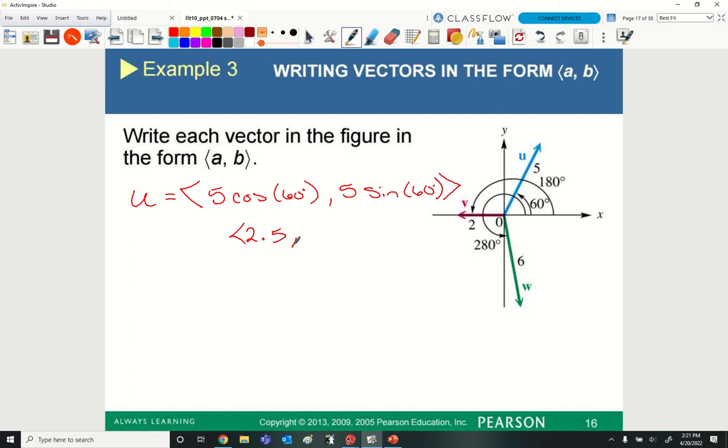Wait, are we supposed to have the brackets and stuff? No, what you're doing is each piece individually, kind of like we did on example 2. So we got 2.5 here, and do the second piece right here, and you come up with 4.3. You guys agree? Hopefully you find this pretty easy here though, right? We don't have to do anything else. That's it. Write each vector in this form. Now let's do the next vector. Let's do V.